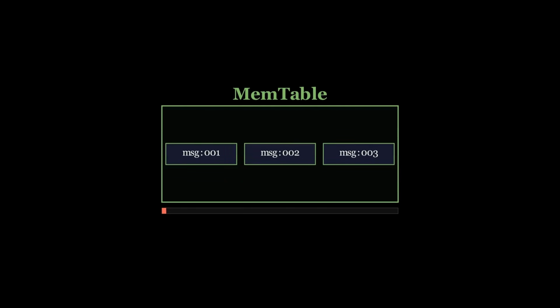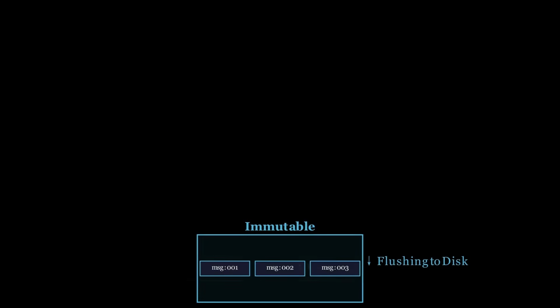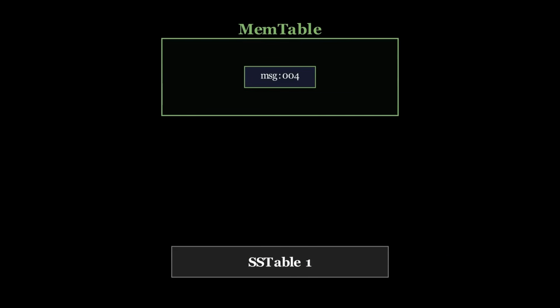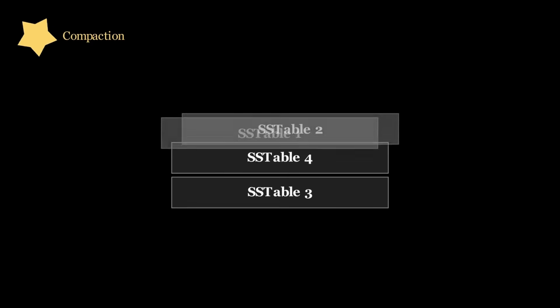The mem table keeps everything sorted as it arrives, but RAM is limited, so once it fills up, it needs somewhere permanent to go. When the mem table fills up, it freezes, becomes immutable, and gets flushed to disk as an SS table, which stands for sorted string table, where every key is already in sorted order. A fresh mem table starts up immediately, so writes keep going without any interruption.